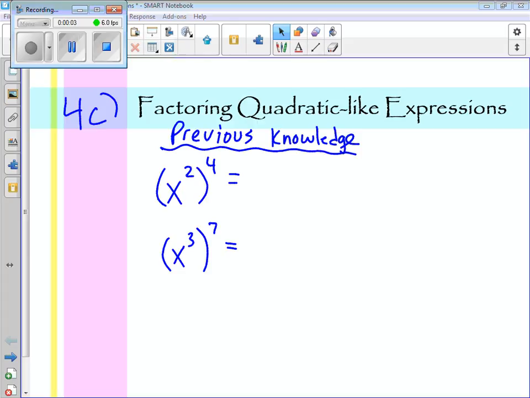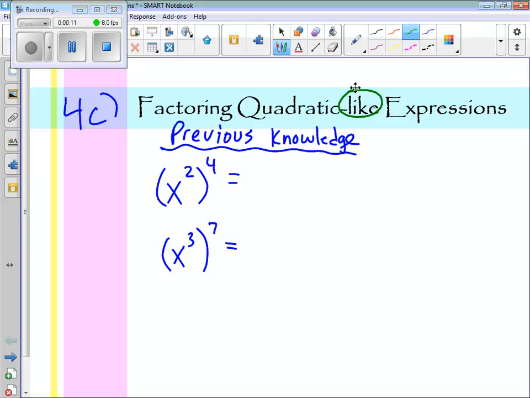Welcome to 4C. It's going to be very similar to 4B, but now we're going to do quadratic-like problems. They don't start out as quadratics, but as we're working through the problem, we actually make them quadratics. So a couple of quick little problems here that have previous knowledge that I need to refresh before we move on.